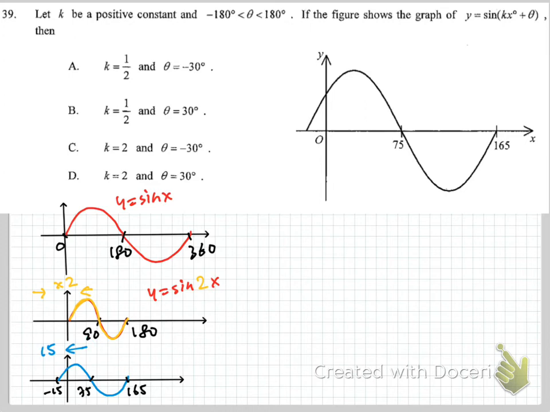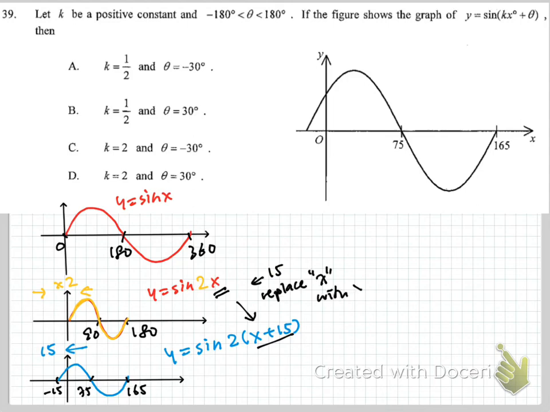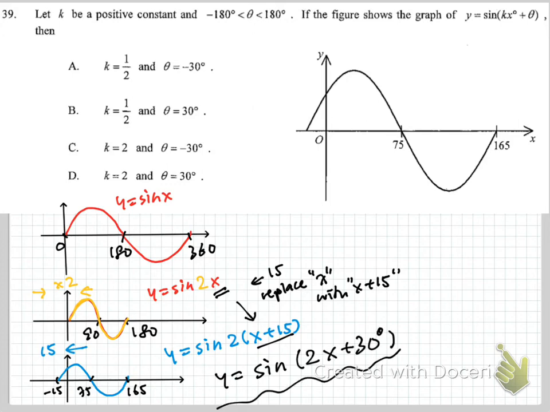So how do you achieve the blue equation? We have sine. Now for the blue equation, we replace all the x's with x plus 15. All right. That is when you do a translation to the left-hand side by 15 degrees, you replace all the x's with x plus 15. All right, so eventually the equation simplifies into y is sine (2x plus 30). All right, now we have everything. You match the equation, you have k equals to 2 and theta is 30 degrees, so the answer is D.